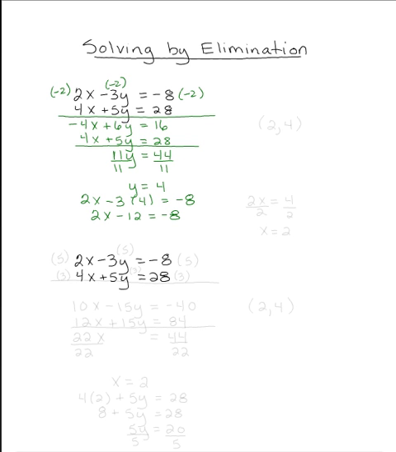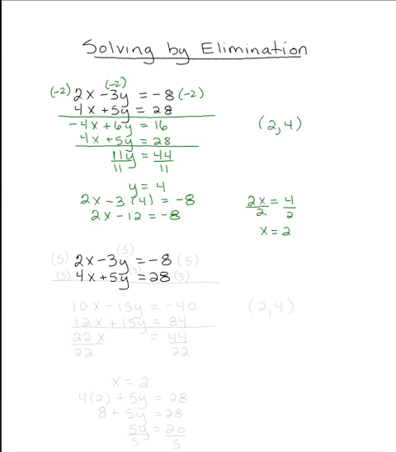Now to solve for x, I'm going to add 12 to both sides. So I get 2x equals 4. And last step is to divide both sides by 2. And x equals 2. So now we have solved. And it's actually a point. If you want, you could write the solution as a point, which would be the point (2, 4).